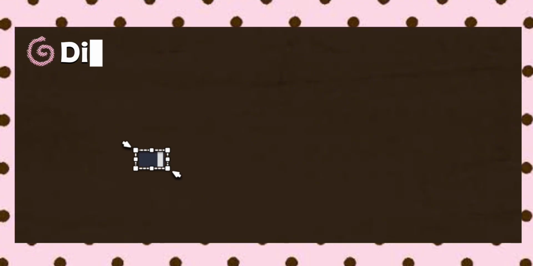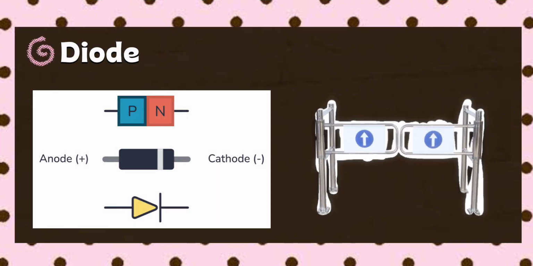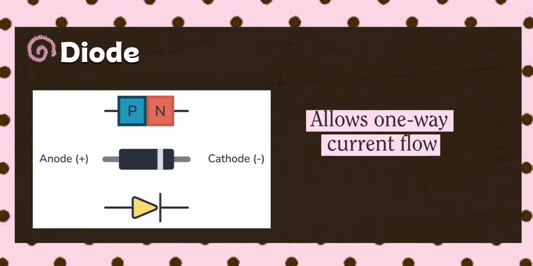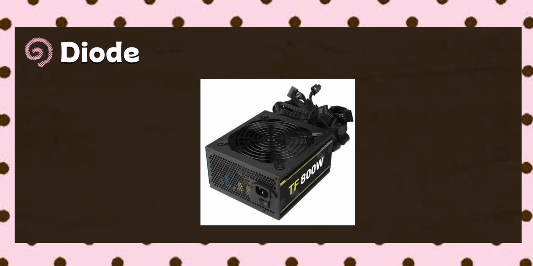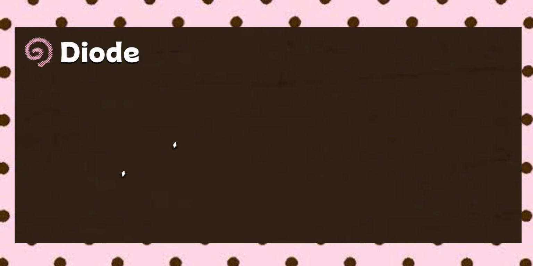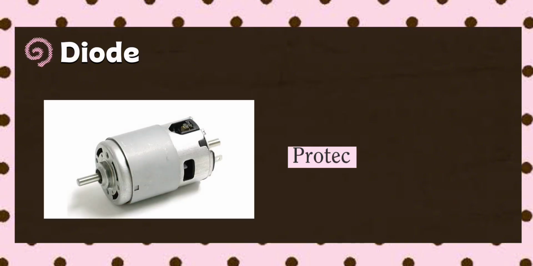Diode. A diode works like a one-way gate for electricity. It prevents reverse current that can damage components. Example: power supply. It prevents incorrect current flow. Robot motor. It protects the controller when the motor suddenly stops.